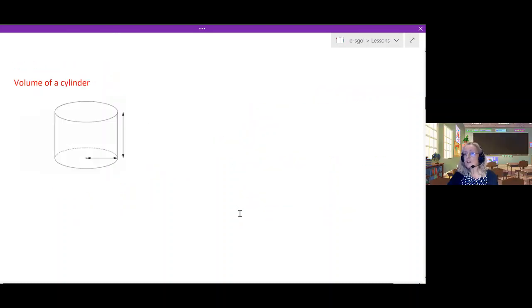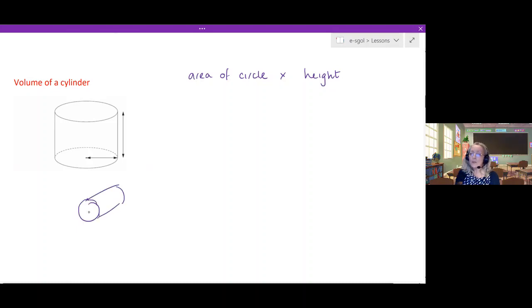And then the last one that we looked at was the volume of a cylinder. With the volume of a cylinder, you have to find the area of the circle, and then you multiply that by the height of the cylinder, or by the length of the cylinder if it's the other way. So if you had the cylinder where it was lying down like this, you would find the area of this face, and then you would multiply by the length here. And the area of a circle is pi times the radius squared.